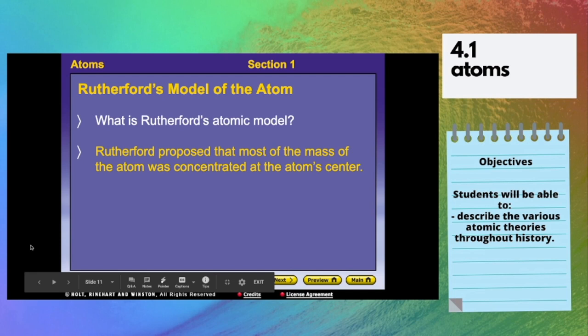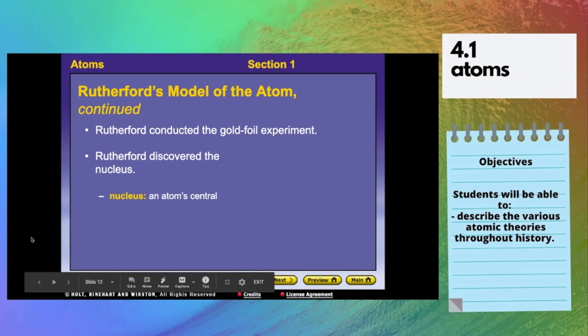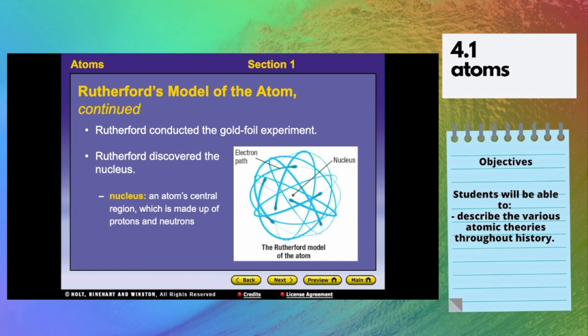Rutherford proposed that most of the mass of the atom is concentrated in the atom's center. Ernest Rutherford conducted the gold foil experiment, and he discovered the nucleus of the atom. The nucleus is an atom's central region, which is made up of protons and neutrons. And so Rutherford's model of the atom consisted of mostly empty space with the small dense nucleus in the center and the electrons orbiting around the nucleus.